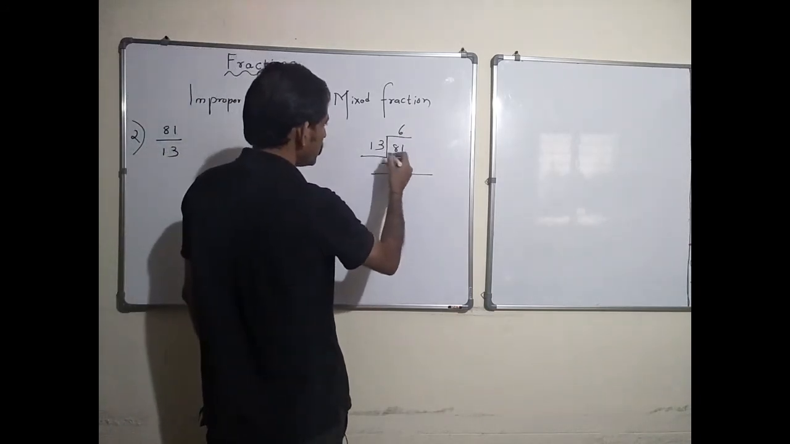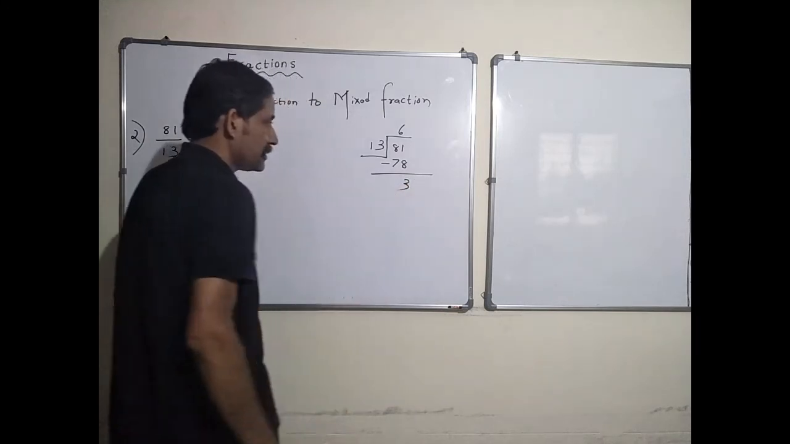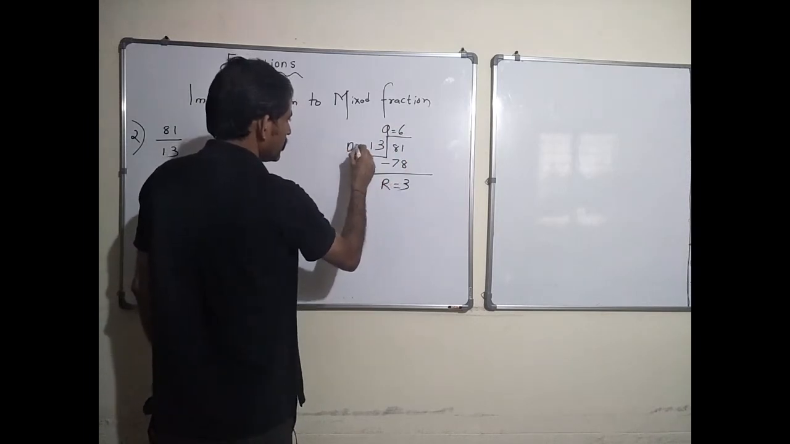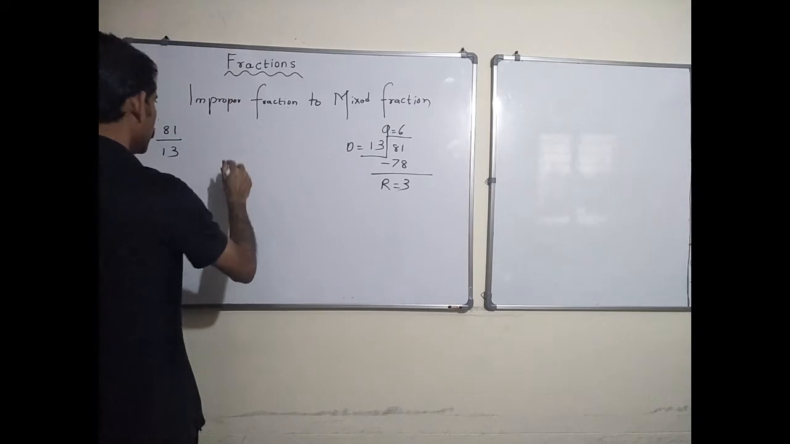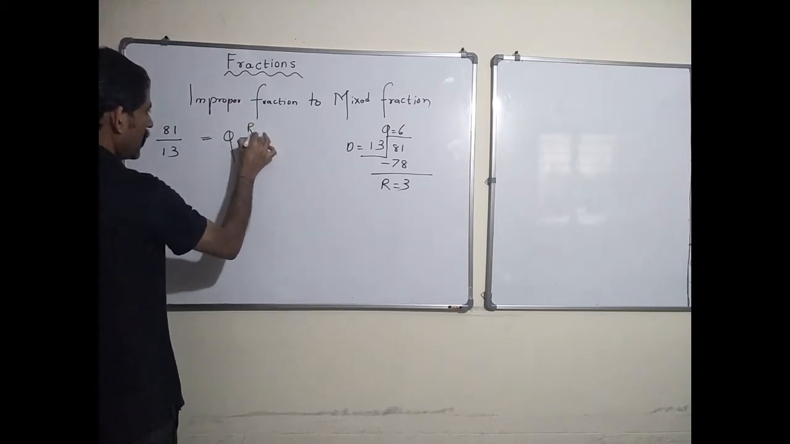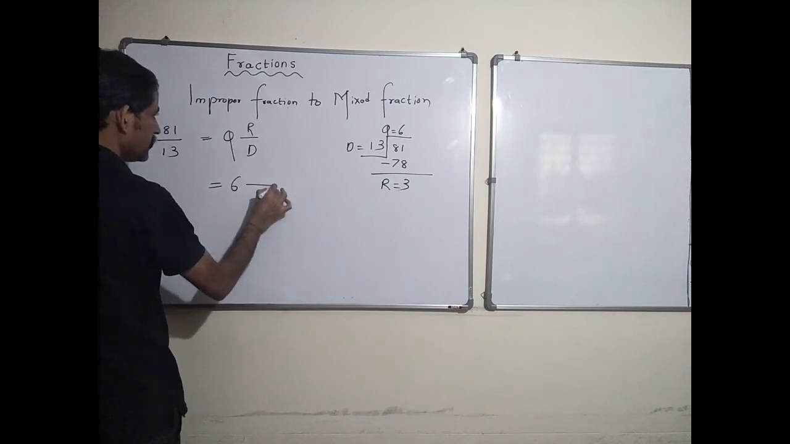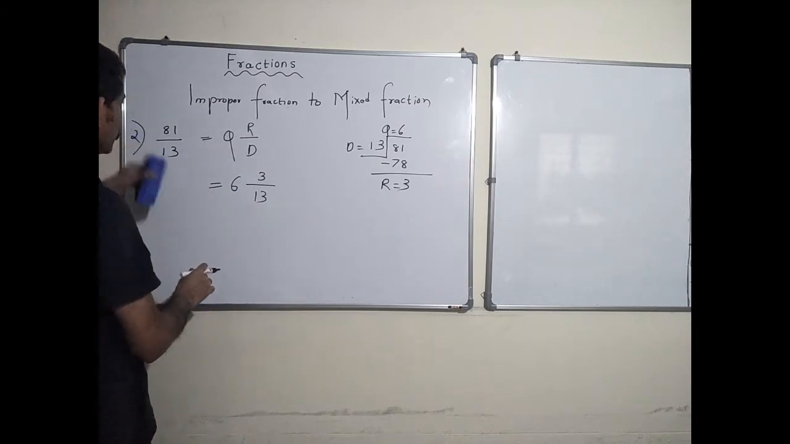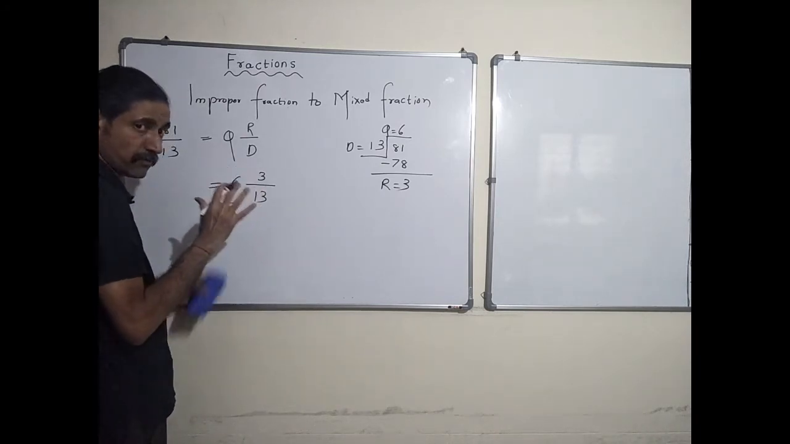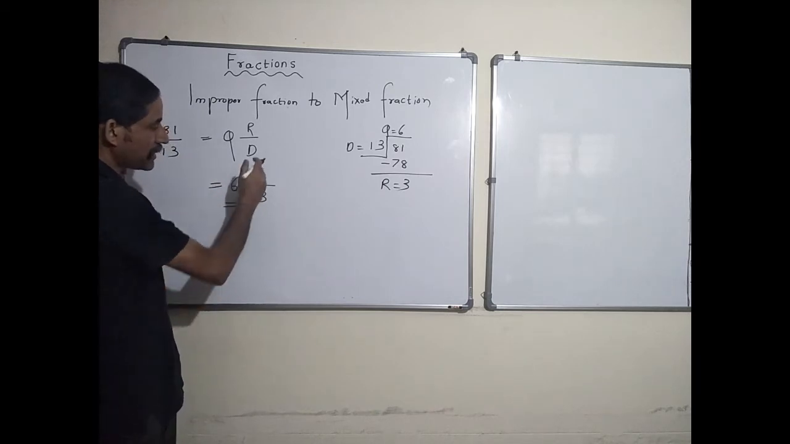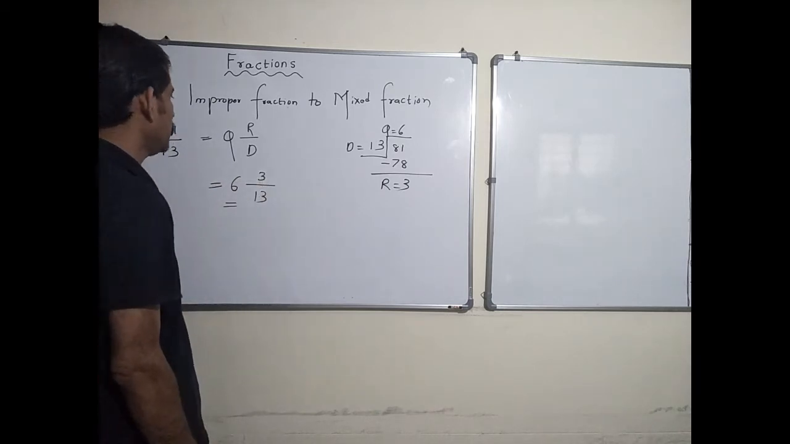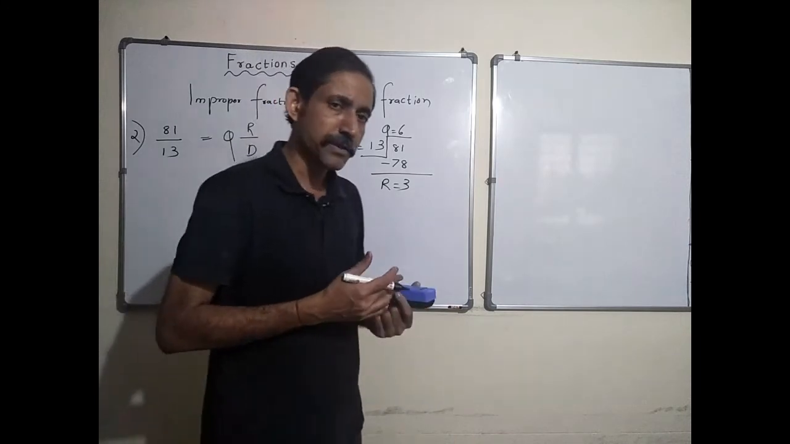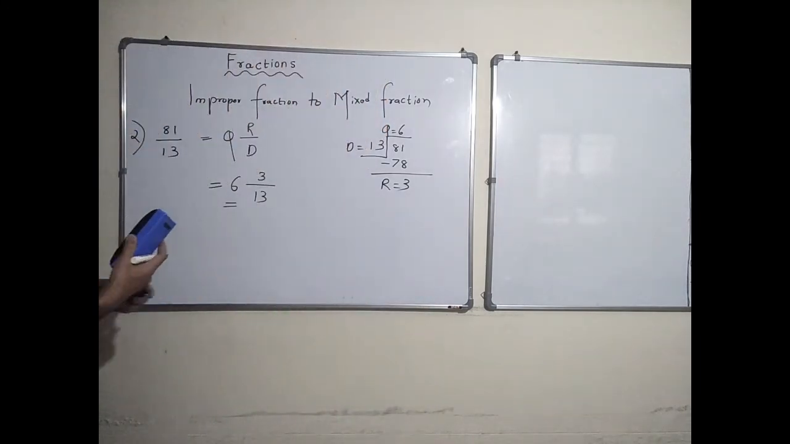So 13 6s are 78 and the remainder is 3. Now this is the quotient, the remainder is 3, and this is the denominator or the divisor. So in the form q r by d, it will become 6 3 by 13. Is that right? So 81 by 13 has 6 whole, complete parts, and the fractional part is 3 by 13. Good, great. I guess we have covered this, and there shouldn't be any trouble with it.